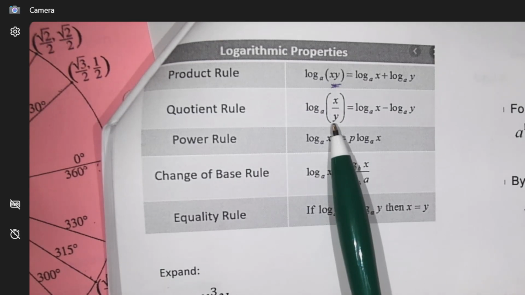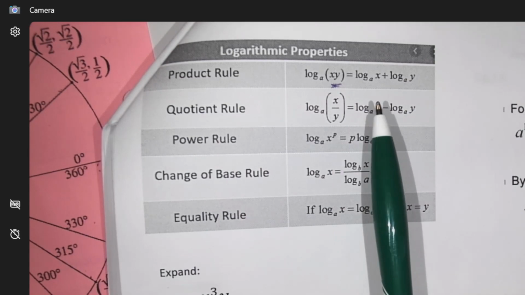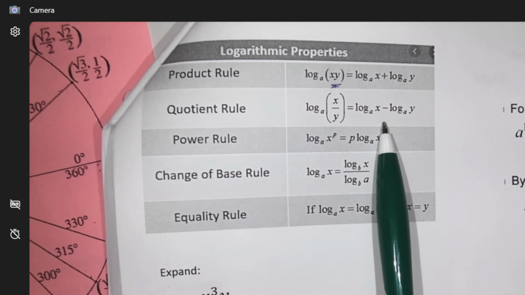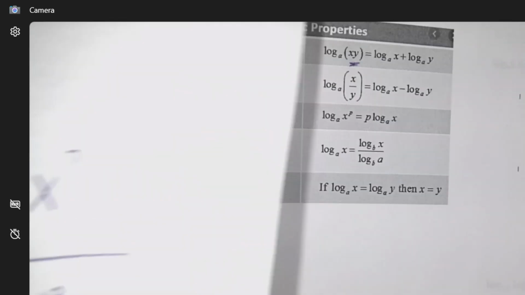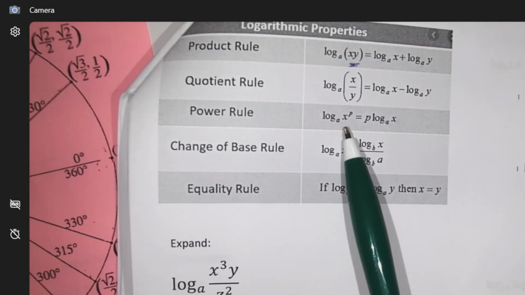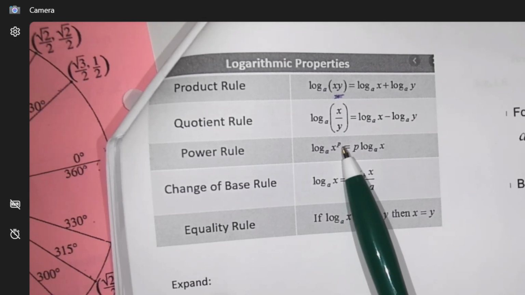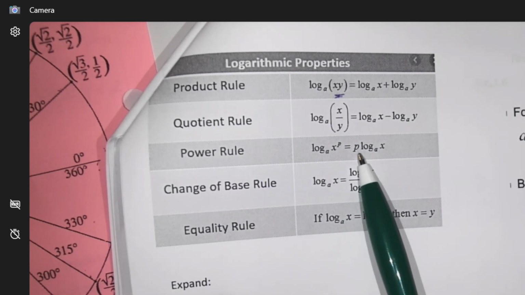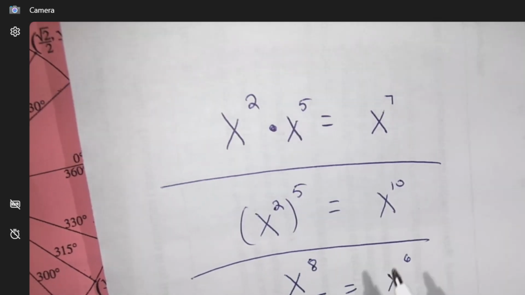If I have two things here divided, I separate them into two different logs with subtraction. Easy to remember because I knew these were divided, I subtracted. And then here the power rule. So if I have something to an exponent, then I can change it to a multiply. So again, kind of correlates to this. If you have something to an exponent, you multiply.